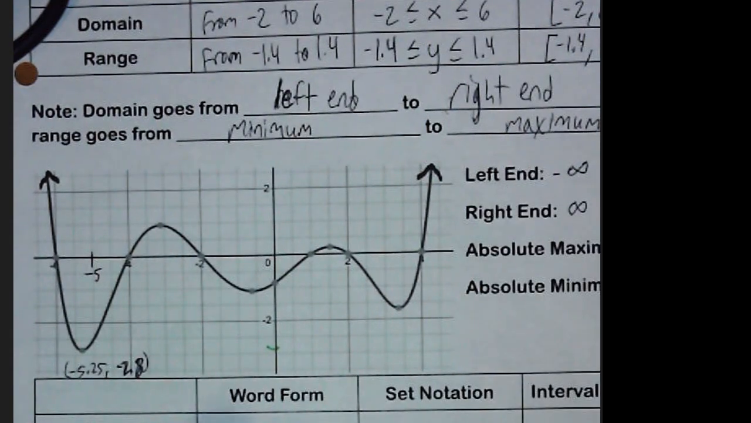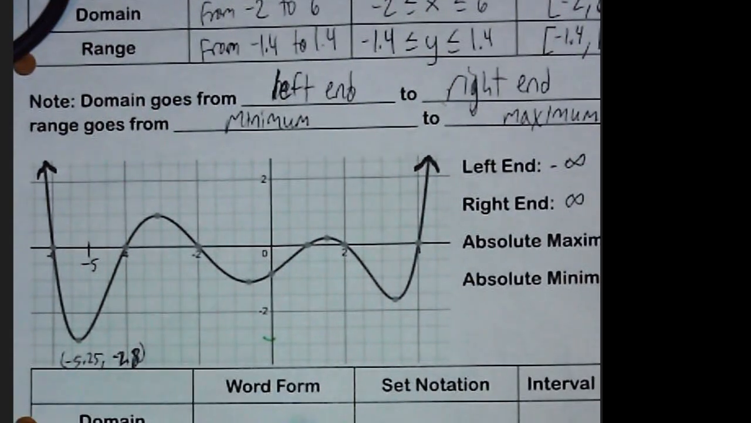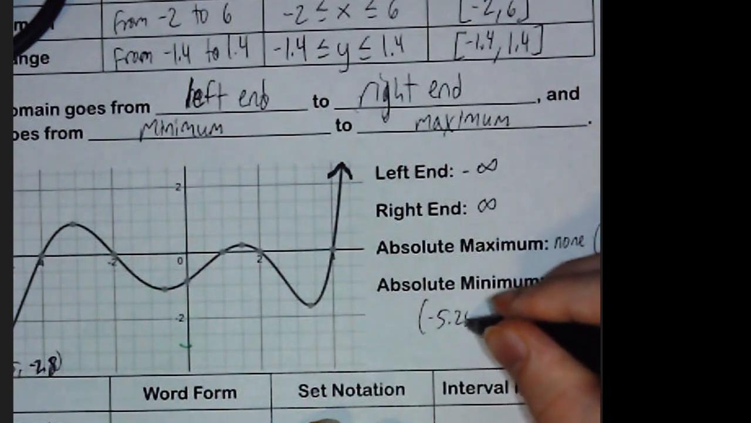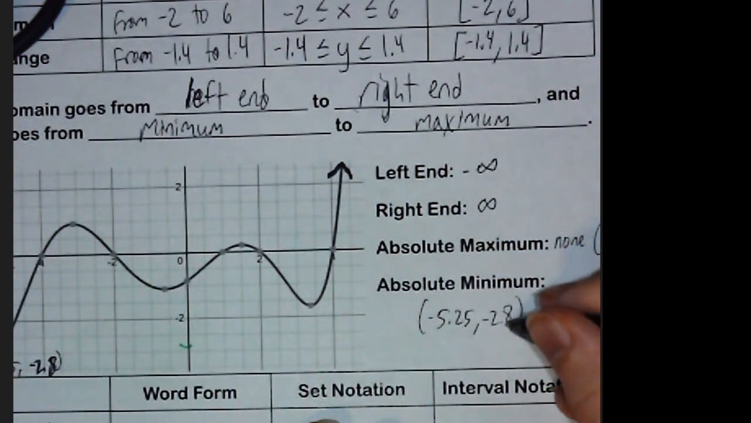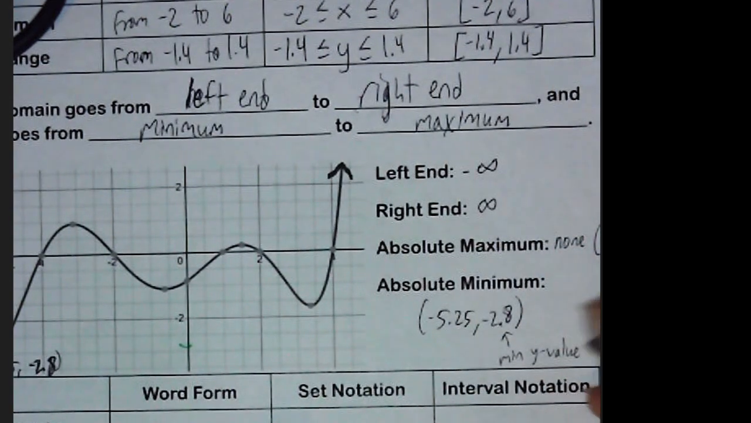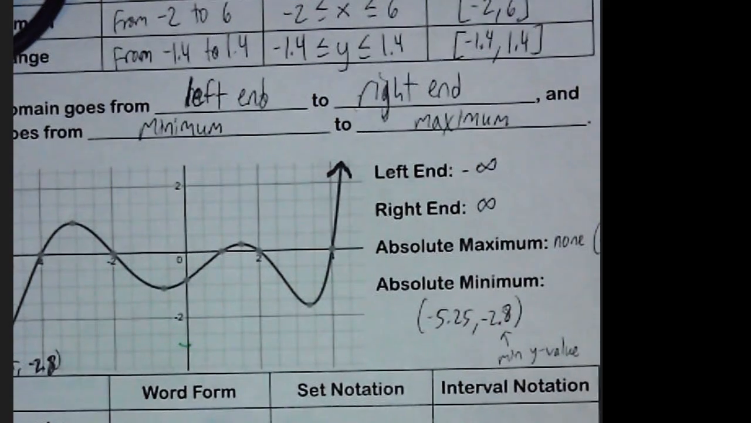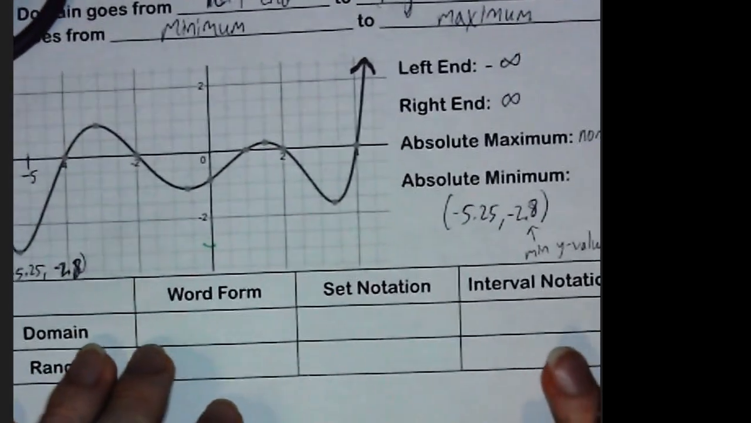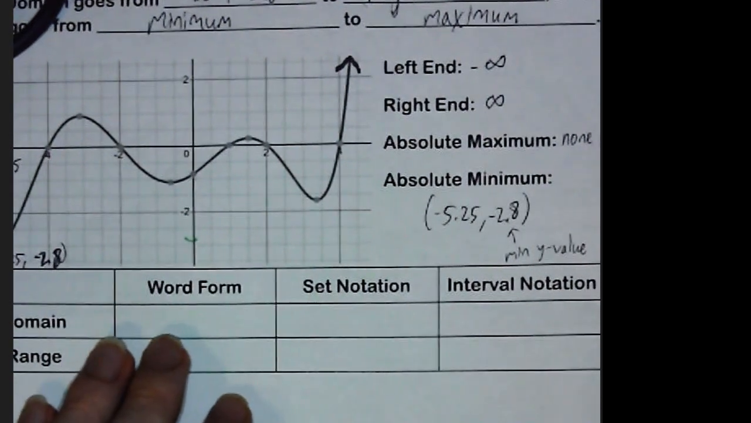So we're going to stay consistent with the other sets of notes here and say that the absolute minimum is this point, -5.25, comma -2.8. And the minimum y value is that -2.8. So this is the minimum y value. Alright, so now let's put this into word form, set notation, and interval notation.